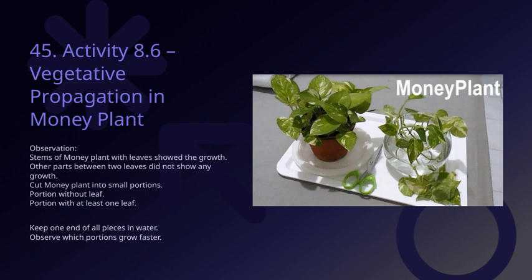Now, let's try cutting the money plant into small portions. Notice that some pieces don't have any leaves, while others have at least one leaf. This activity helps us understand vegetative propagation, where new plants can grow from different parts of the original plant. It highlights the importance of leaves and stems in the growth process and how we can use this knowledge for plant propagation.